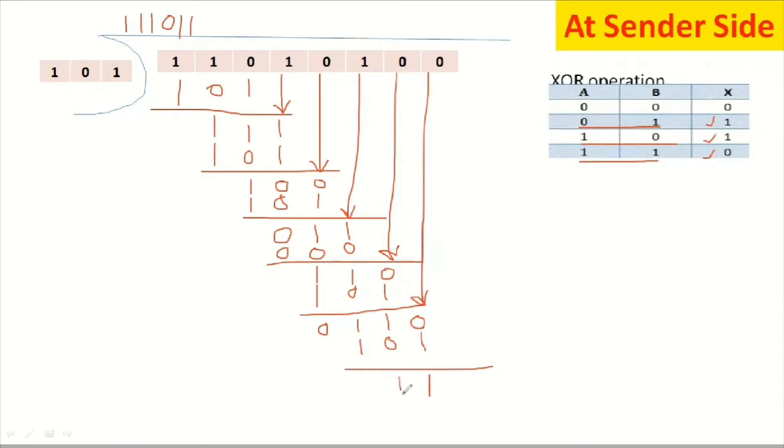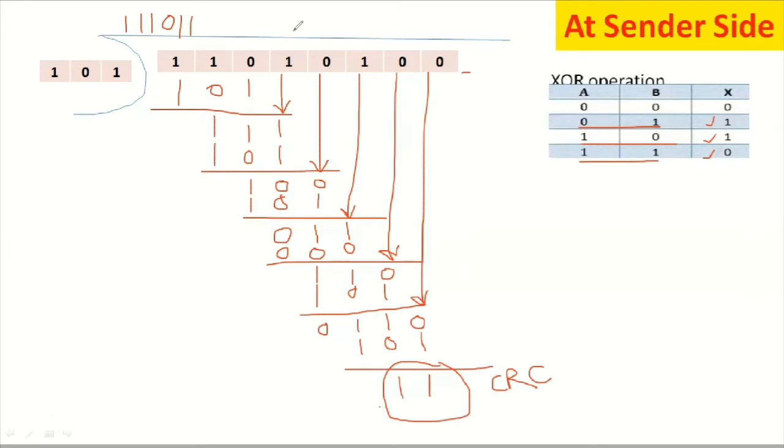So 1 1. Okay, so there are no more elements left. So this is the remainder. 1 1 is the remainder. So this is nothing but our CRC. So we'll be replacing the last 2 zeros with this remainder.